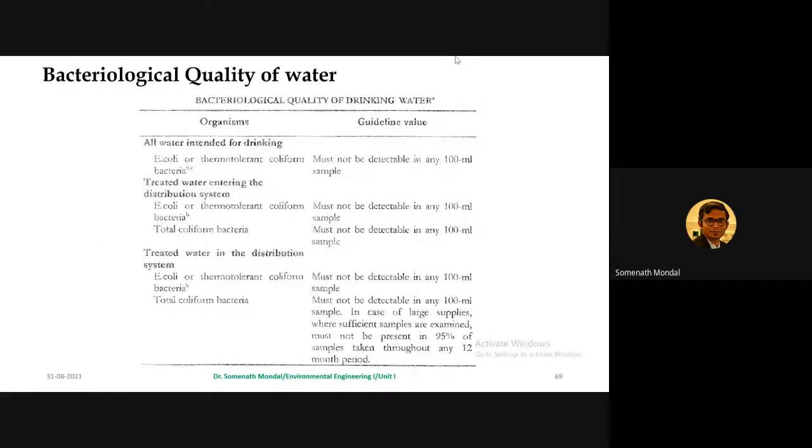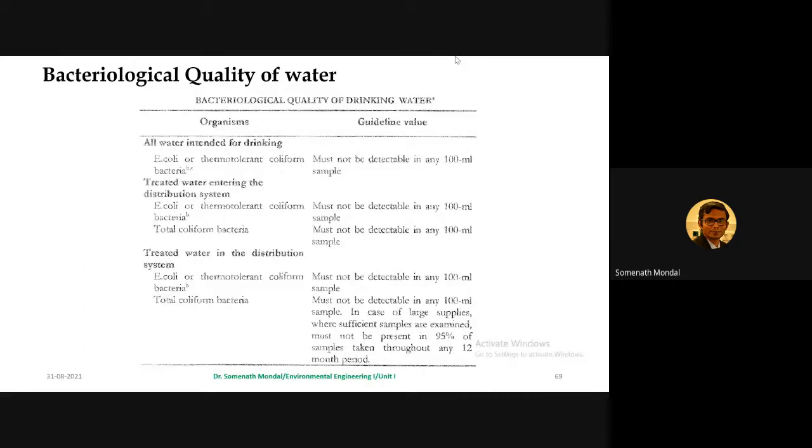And this is the bacteriological quality of water. So the guideline is given, we can go through this. This particular portion has been taken from the standard codal provisions. And if you see here, against different types of organisms, the guidelines on the right hand side have been given. So for all water intended for drinking, E. coli or thermotolerant coliform bacteria must not be detectable in any 100 ml sample. So that is the guideline that should be maintained.